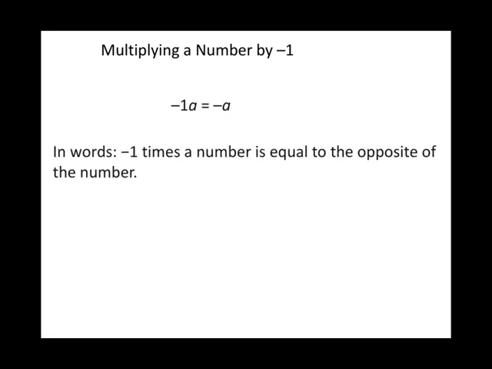Okay, multiplying a number by negative 1. So when you have the negative 1a, we always ignore the 1 in here. We will just write negative a. When you see a variable with no constant in front of it, this means it is equal to 1. In words, this is called negative 1 times a number is equal to the opposite of the number here.